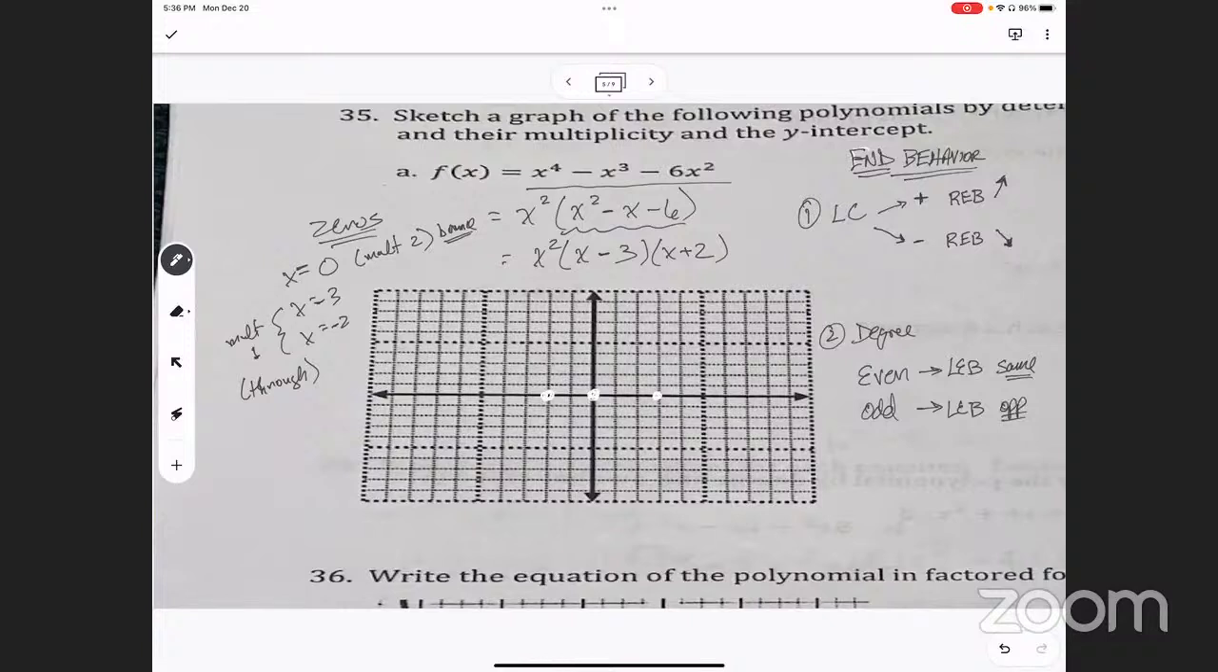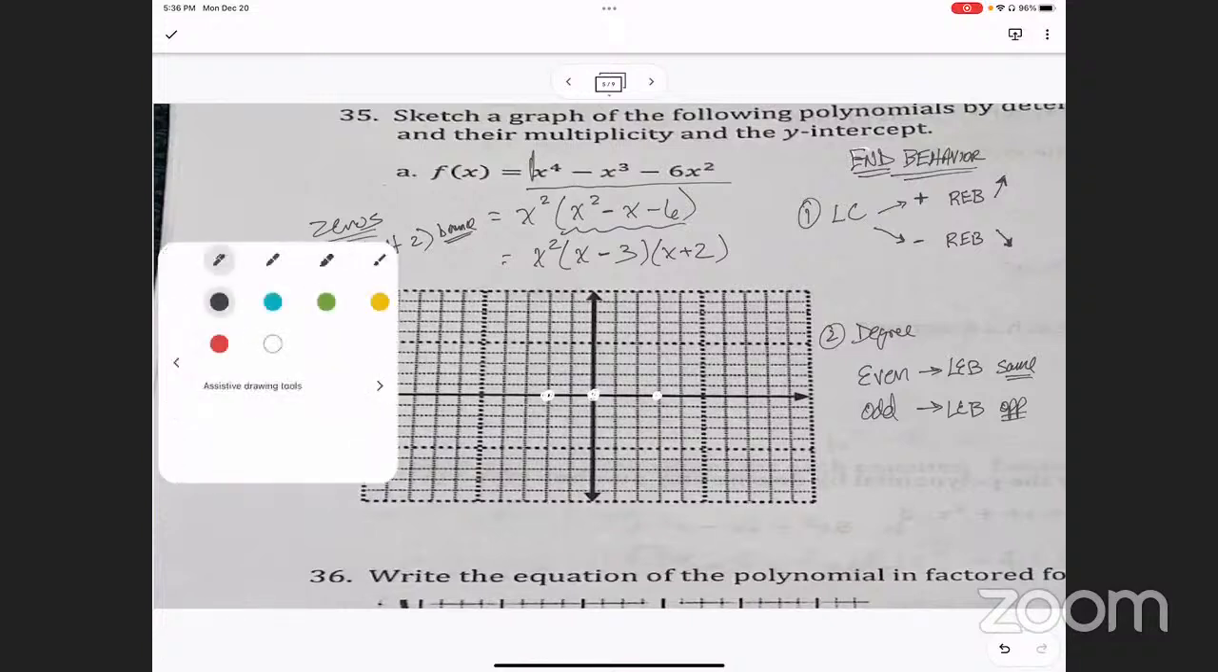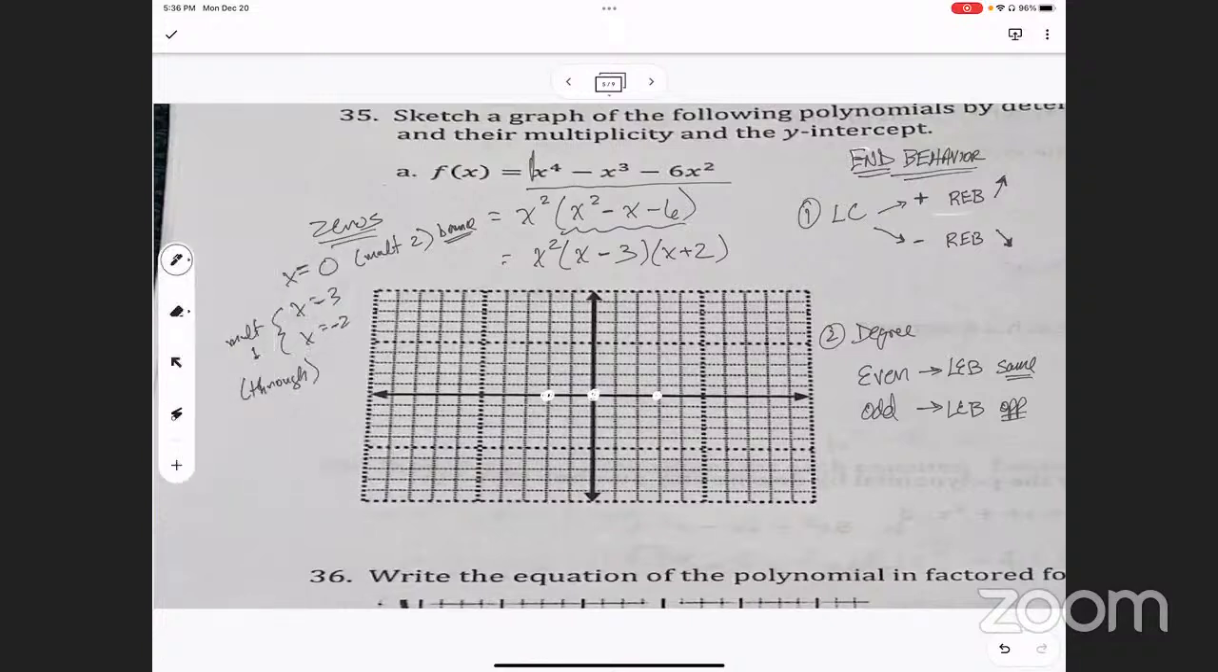Okay, let's do this one step at a time. What's the leading coefficient? You see how it's just 1? It's just 1, so it's positive. So what's that mean about my right end behavior? It'll go up. So I'm just going to put an arrow up there on the right.